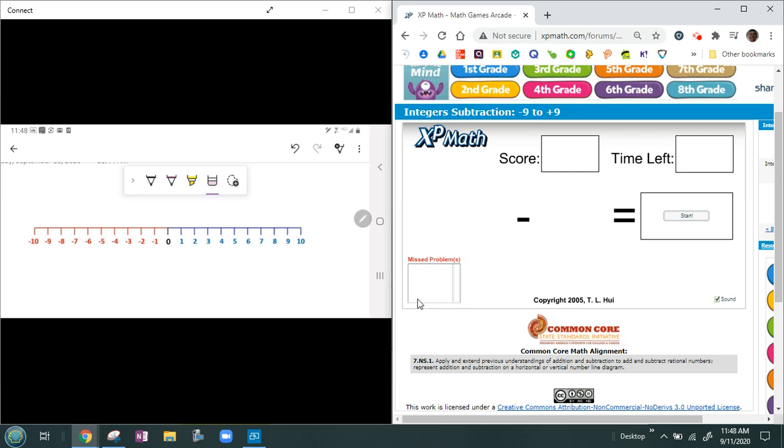Hi, so if you're having trouble with the integer subtraction game on xpmath, then probably you need a little review with integer subtraction. So we are going to use a number line to model these problems. And basically there's a value for each integer and then a direction for each integer.